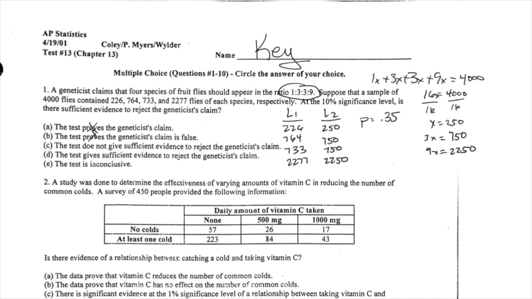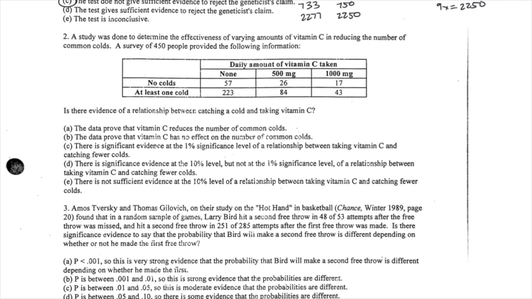Oh, wait. I got that backwards. Let me back up a minute. The test does not give sufficient evidence to reject the claim. So we would definitely fail to reject the null. So C is the one that we would go with. Does not give sufficient evidence would be not enough evidence to reject, and we would definitely fail to reject the null in this case.